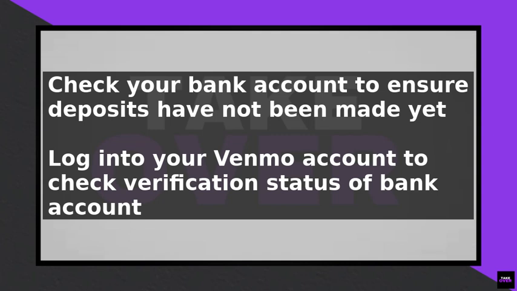Next, ensure that your bank account is compatible with Venmo. Some banks may have restrictions or issues with Venmo, so check with your bank to confirm. You can also try to add your bank account again to see if that resolves the issue.